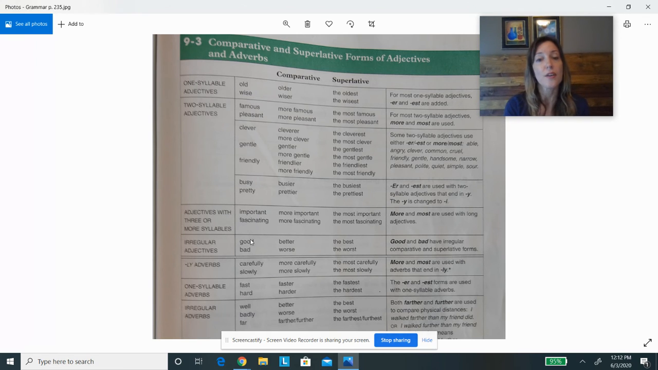Okay, now we do have irregular adjectives where the word changes completely. So, for example, this is a one-syllable adjective, good, but we never say gooder. Like for these, we have to say better. This pie tastes better than that pie. And the word bad is never badder. It changes to the word worse. Okay, my cold is worse than yesterday. Okay, than it was yesterday.